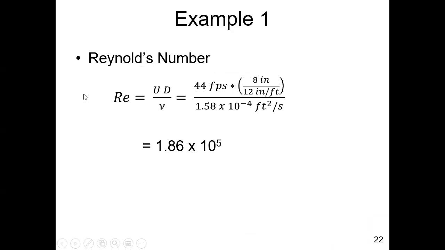So the Reynolds number is the velocity, and again, the length parameter is typically the smaller of the parameters. So we have a flagpole that's 20 feet high. However, the diameter is 8 inches. So that's the diameter that we use in the Reynolds number, smaller of the two. So in this case, we've got 44 feet per second times 8 inches over 12 inches per foot divided by the kinematic viscosity, which I again got from the back of your book. And the Reynolds number is a dimensionless number, and it's 1.86 times 10 to the fifth, 186,000.